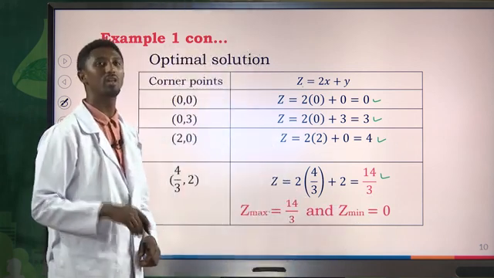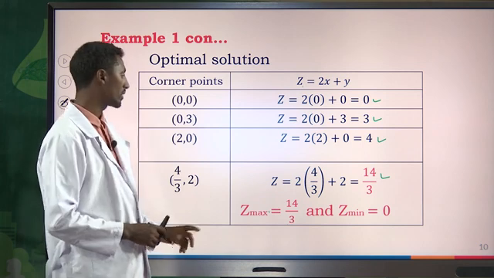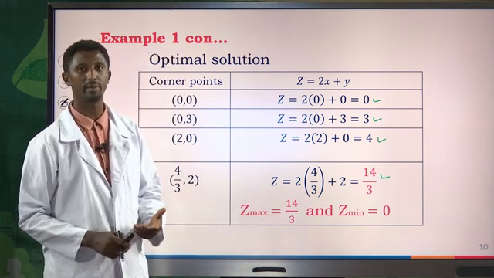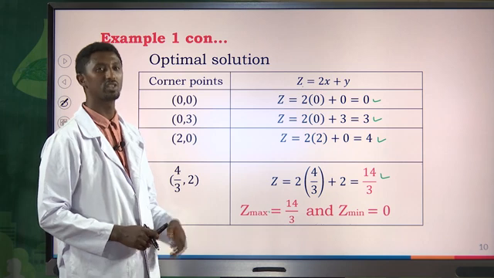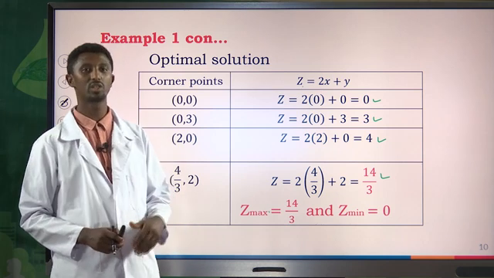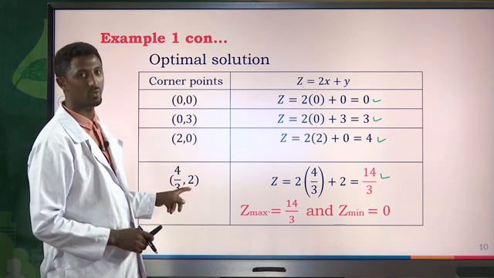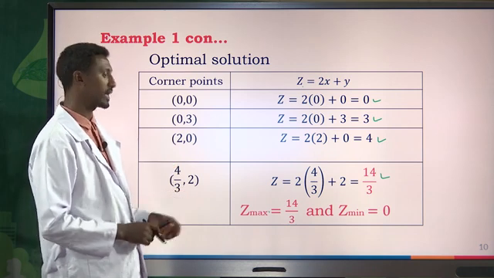So, what is the optimal solution? The optimal solution is 14 over 3. What is the optimal point? The optimal point is the point that gives the maximum value. (4/3, 2) is the optimal point.